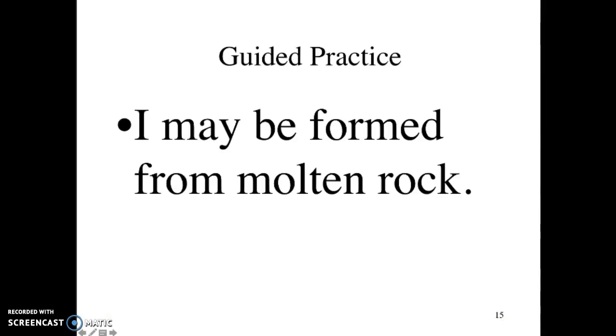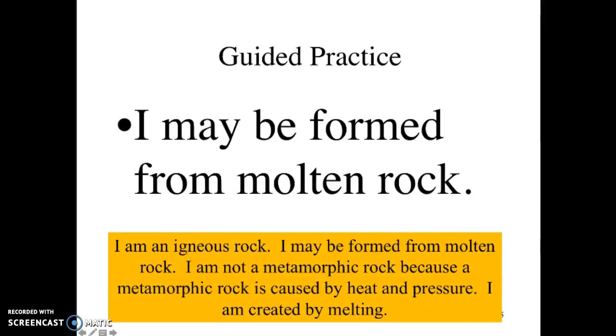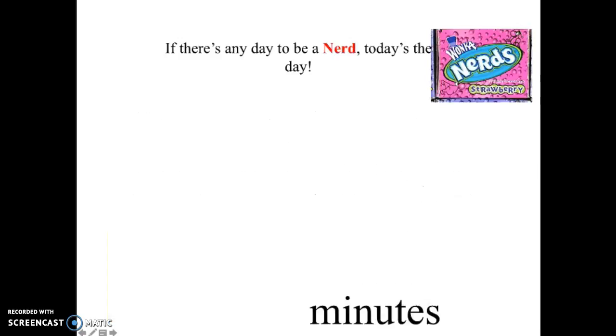I may be formed from molten rock. Which one is that? Formed from molten rock, formed from heat. Igneous. So you would say, I'm an igneous rock. Very good. I may be formed from molten rock. I am not a metamorphic rock because a metamorphic rock is caused by heat and pressure. Now, if you notice, what I'm doing is I'm simply making them say the processes over and over again. Because if they say it over and over again, they're going to get it.